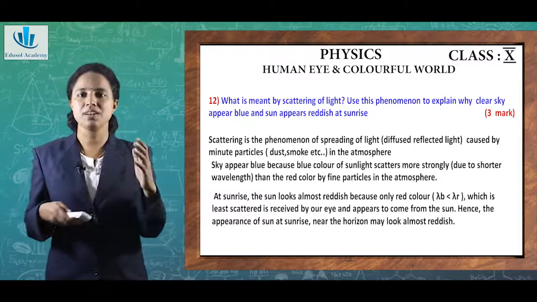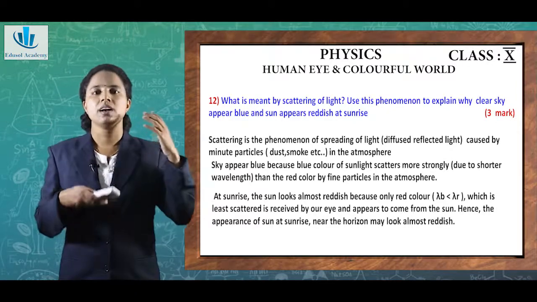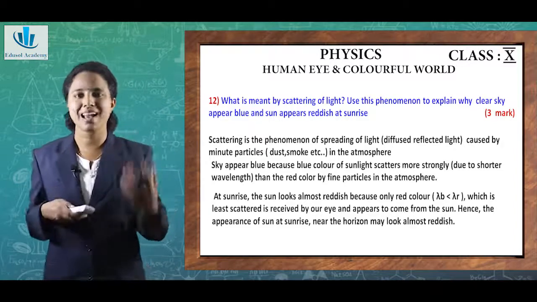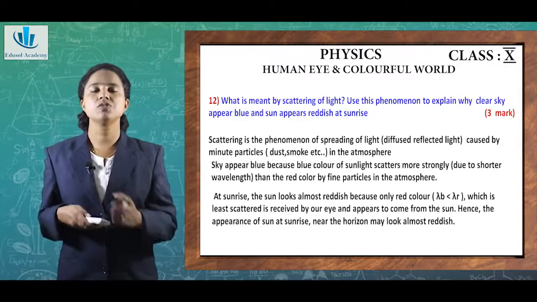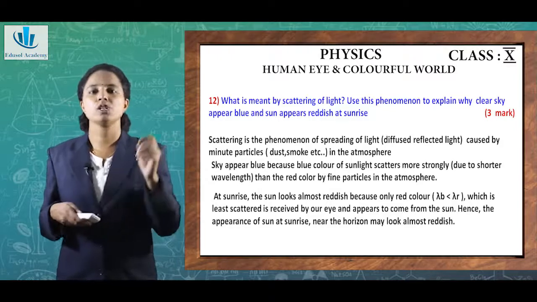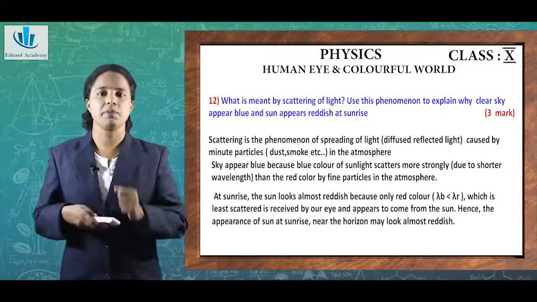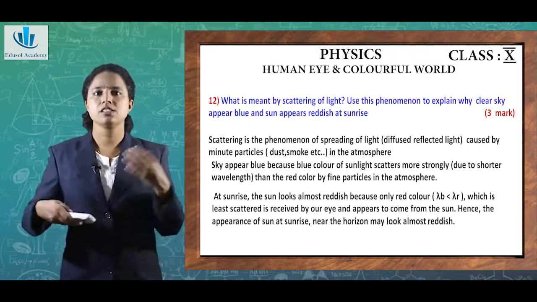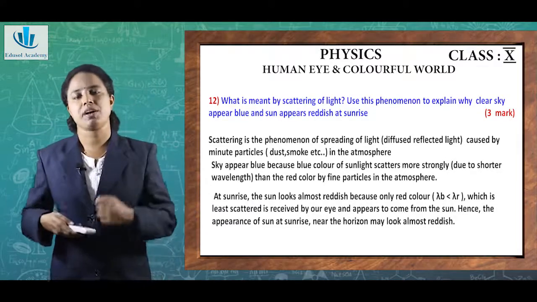We know scattering helps us to see most of the phenomena that is present around us. And what do you mean by scattering? It is a phenomenon of spreading of light caused by minute particles in the atmosphere. Which are the minute particles in the atmosphere? It can be dust, smoke, water droplets, etc.